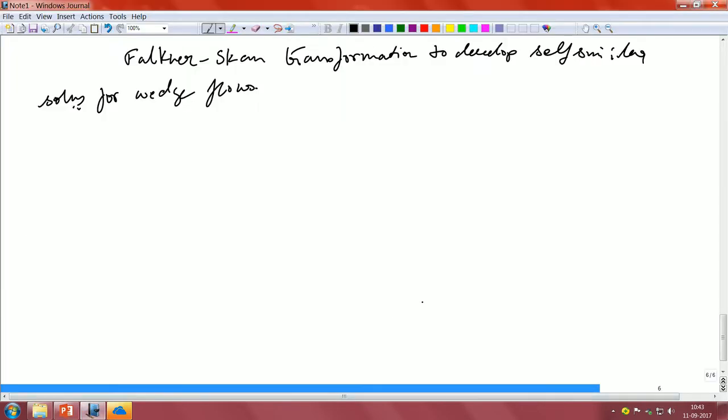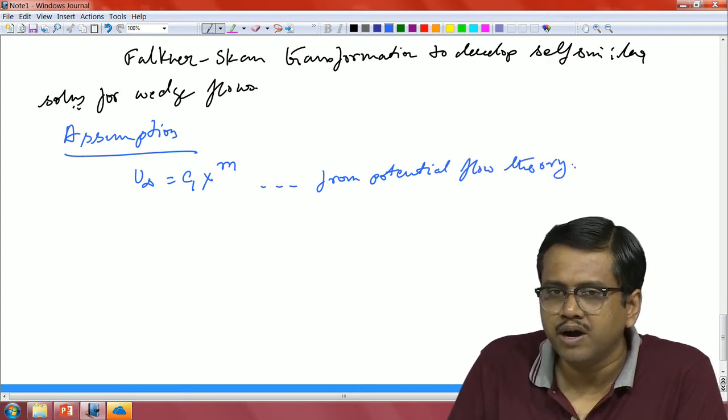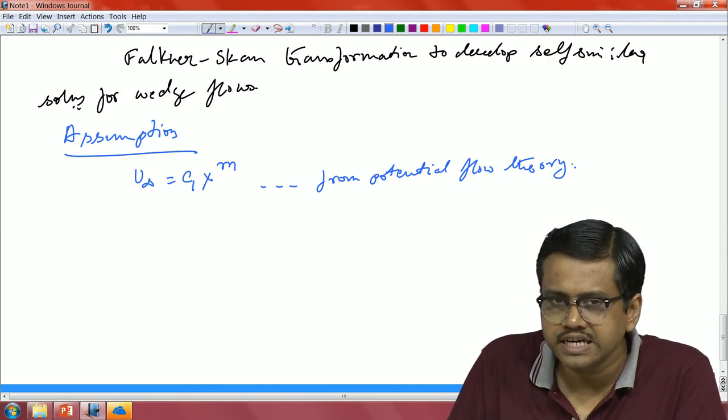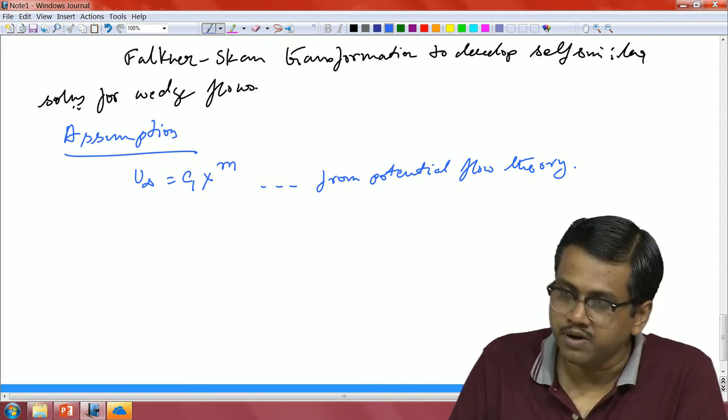Okay. So, based on this, let us go back. First and foremost, assumption 1: u infinity is equal to C1 x to the power of m. Where does this come from? We promised that we will cover the origin of this. It basically comes from the potential flow theory. Outside the boundary layer, the potential flow theory dictates that u infinity should be equal to C1 x to the power of m.